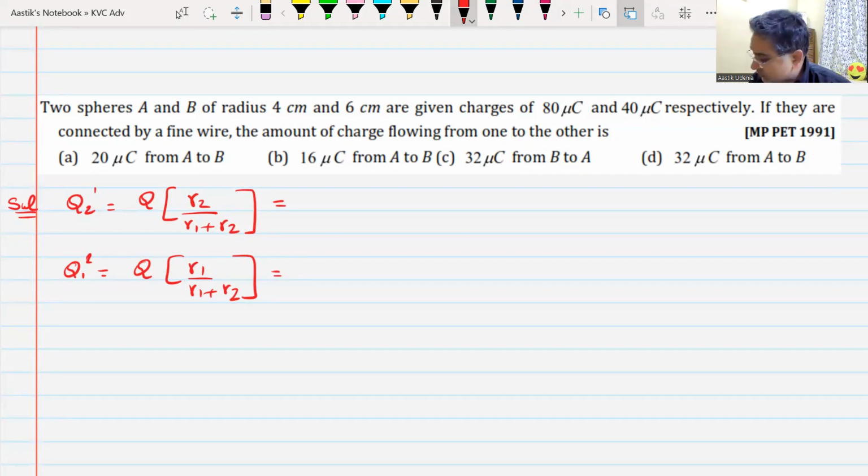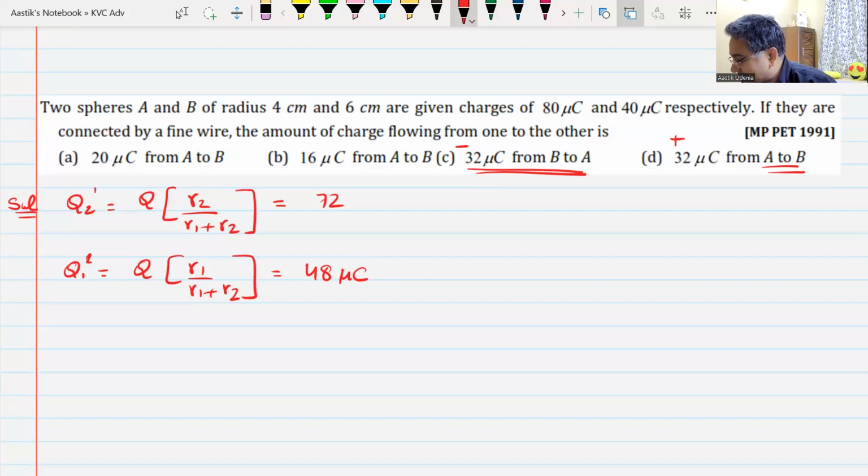I think the first sphere it is 48. Yes or no? Yes, sir. And on the second sphere it is? 72. So what has happened is 32 microcoulomb positive charge has flown from A to B. Yes or no? Plus 32 microcoulomb has flown from A to B. Or you can say minus 32 microcoulomb has flown from B to A.